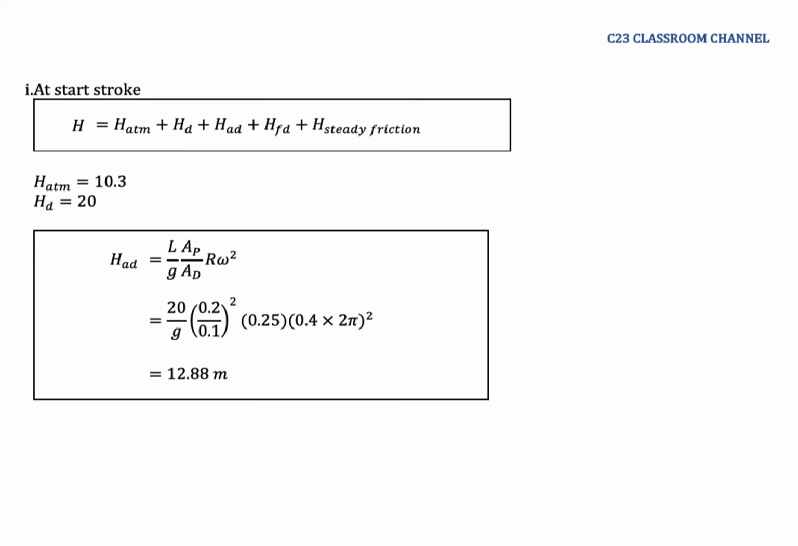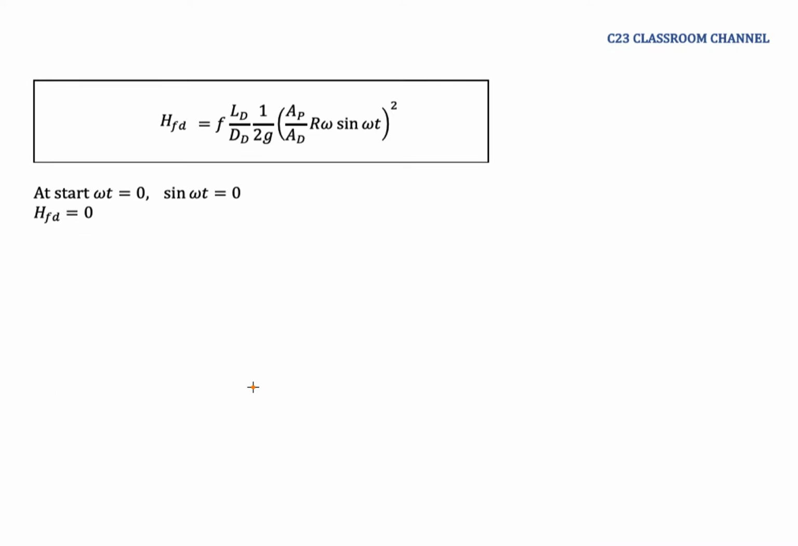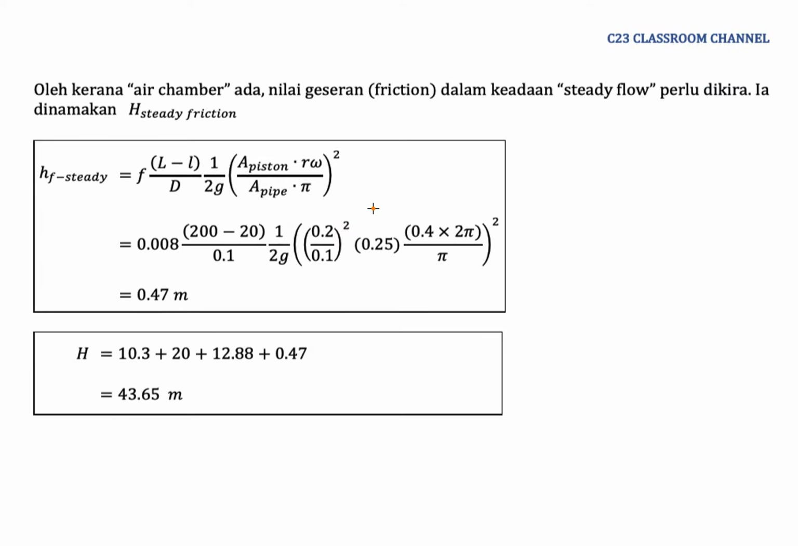Then we could calculate according to this equation. We know that the atmospheric head is 10.3, the delivery head is 20, and the acceleration head can be calculated as 12.88 meters. The delivery friction is equal to 0 because the movement has not started yet. Because we have an air chamber here, the friction is in steady flow, and we need to calculate the friction of the steady flow like this.